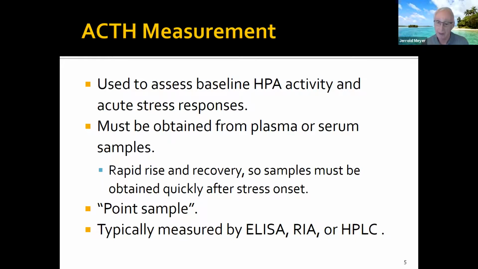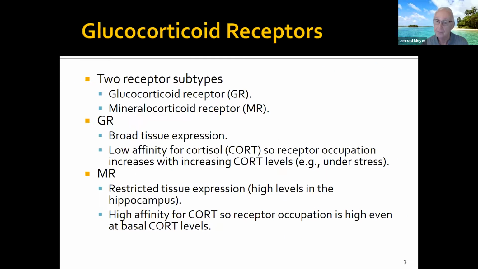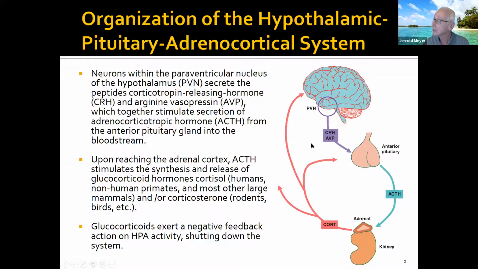So we saw, if we go back here, we could measure, as one biomarker of stress-induced activity of the HPA axis, secretion of CRH from the PVN. Technically, this is daunting because this is just secreted locally. Very, very little of it reaches the systemic circulation.